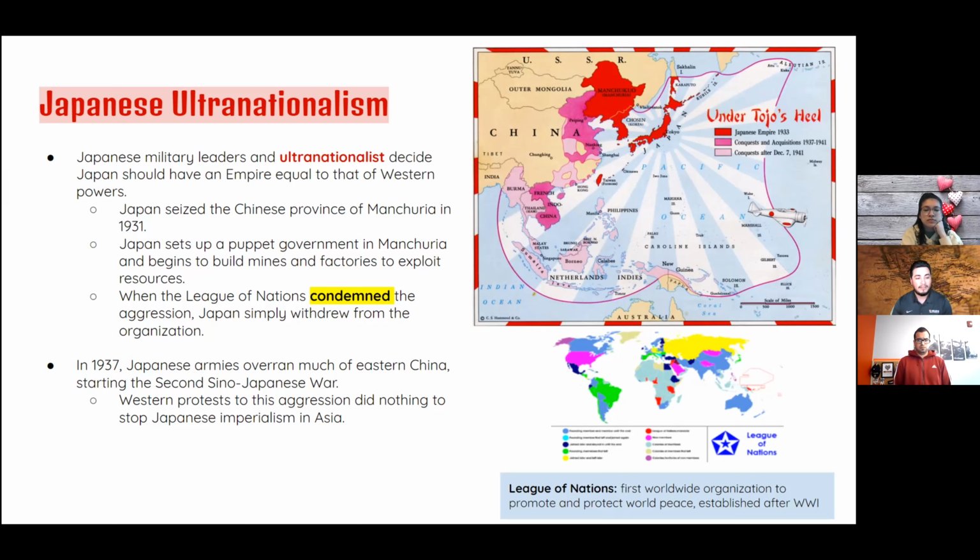Now, it leads to a lot of things, a lot of problems. In 1937, Japanese armies do overrun much of China as they continue to spread and invade now that they don't care about what people think. And the Western world protests about it, says, you know, that's a bad thing, but doesn't do much more after that.